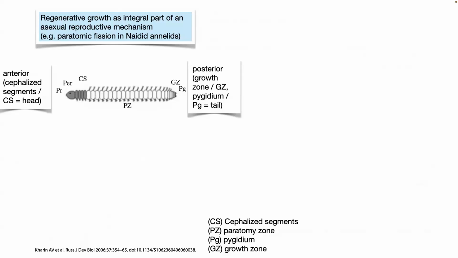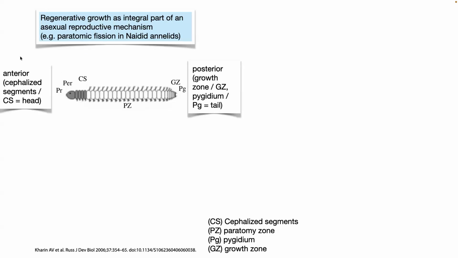What I would like to get at now is that what I call regenerative growth is also occurring in the context of other life history settings. So we have regenerative growth not just as a repair mechanism, but also as a mechanism that is part of an asexual reproductive mechanism. And this is quite interesting work in nidid annelids.